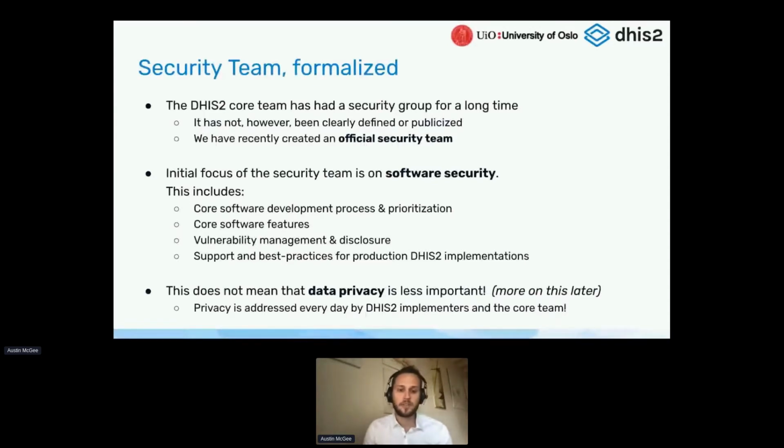I wanted to also point out that data privacy is not any less important than software security, but software security is a foundation upon which privacy practices and privacy tools can be built. So the initial focus is on that software security and really making that more and more robust so that we can build better data privacy practices on top of it, which is something that many implementers of DHIS2 and people on the core team are doing every single day already.